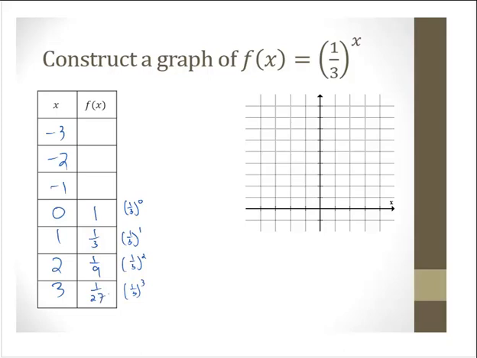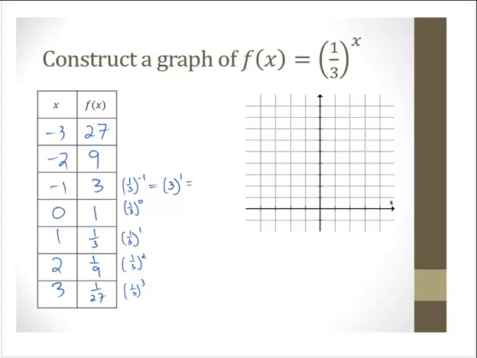Now hopefully you're saying to yourself, well, is there a pattern here? And of course the answer is yes, there is. If x is negative 1, I'd have 1/3 to the negative first power. Well, using our understanding of negative exponents, that's the same as the reciprocal of 1/3, which is 3, to the first power, which is 3. And following a similar pattern, we would have 27 and 9, respectively, for when x is negative 3 and negative 2.